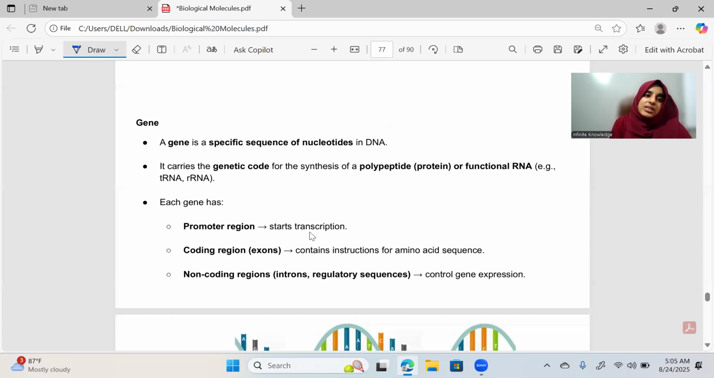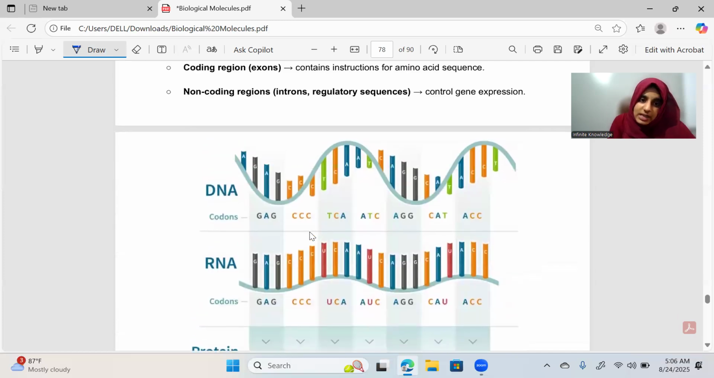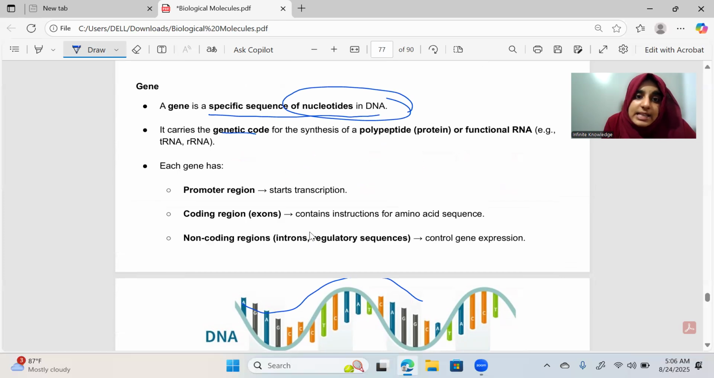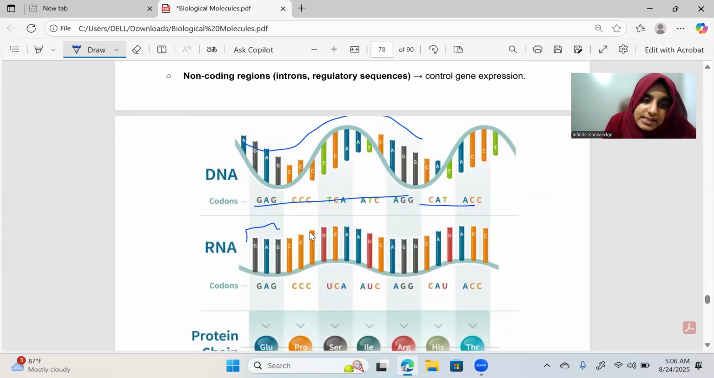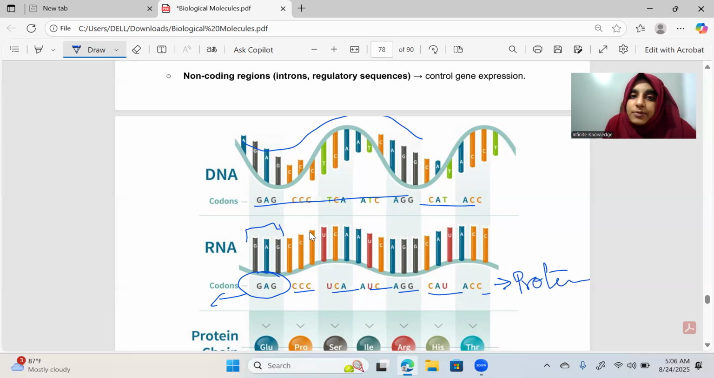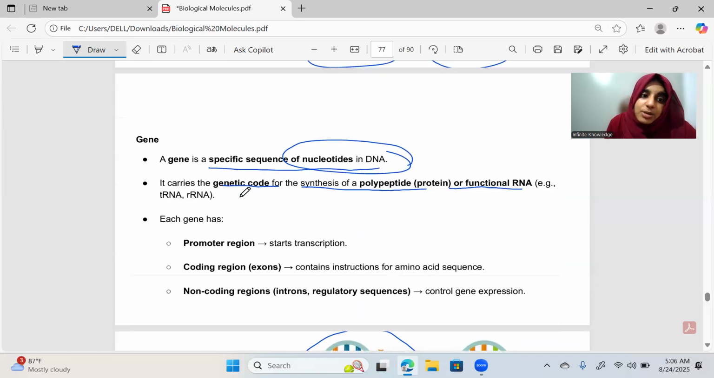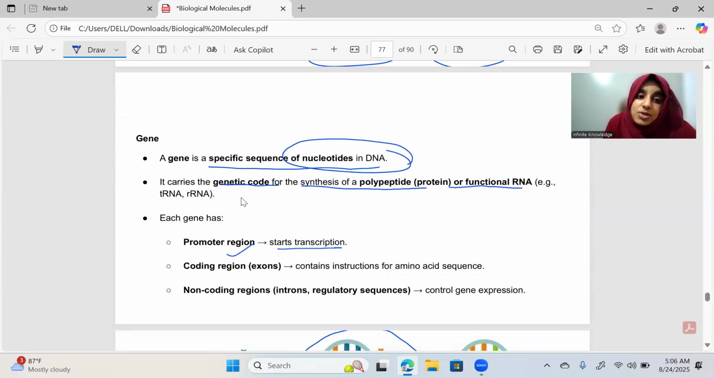Now we move on to gene. What is a gene? Gene is a specific sequence of nucleotides which are present in the DNA. As you see over here, these are the different set of nucleotides which are present in the DNA. And this is a gene. This is a specific structure. It carries a genetic code for the synthesis of the polypeptide or the functional RNA. As you see over here, these three nitrogenous bases form a codon. This codon is a specific message, and whenever all of these codons join together, they form a protein, or they form a gene for a specific characteristic which is present inside the human body. Each gene has got a promoter region that helps to start the transcription.